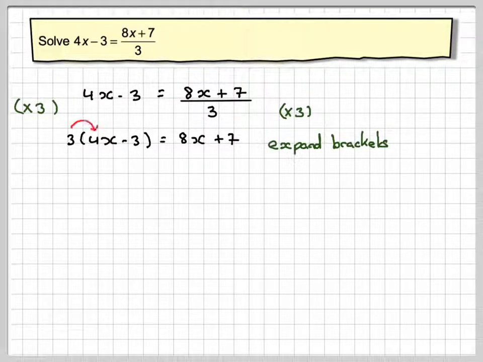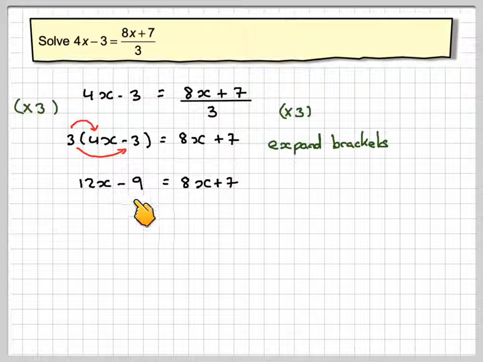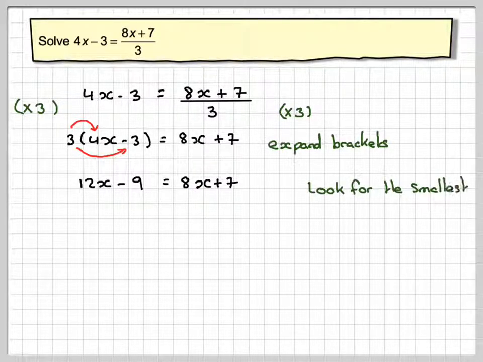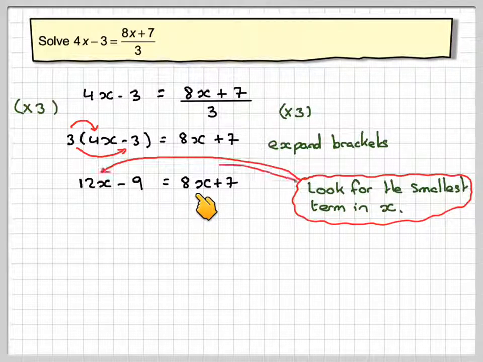So 3 times 4x gives me 12x, and then 3 times minus 3 gives me minus 9, is equal to 8x plus 7. And then what we do now, if we look at 12x and 8x and take the smaller term of the two, the smaller term is 8x, so we need to do the opposite of plus 8x, which is to take 8x from both sides.